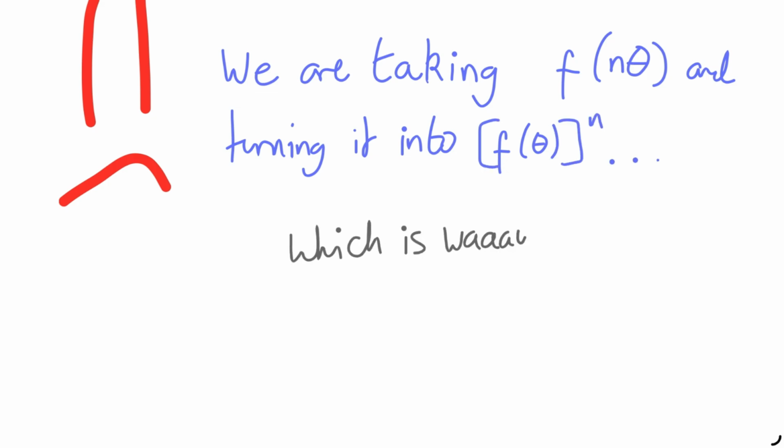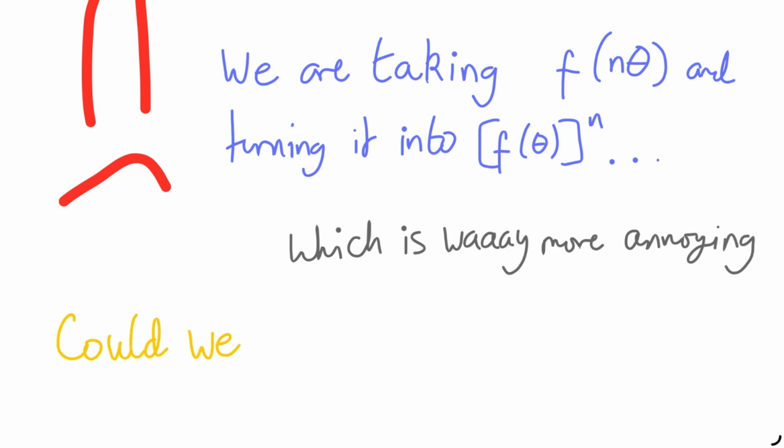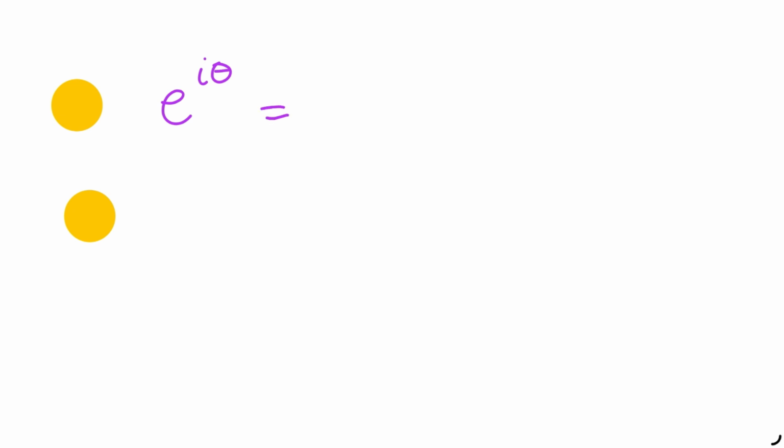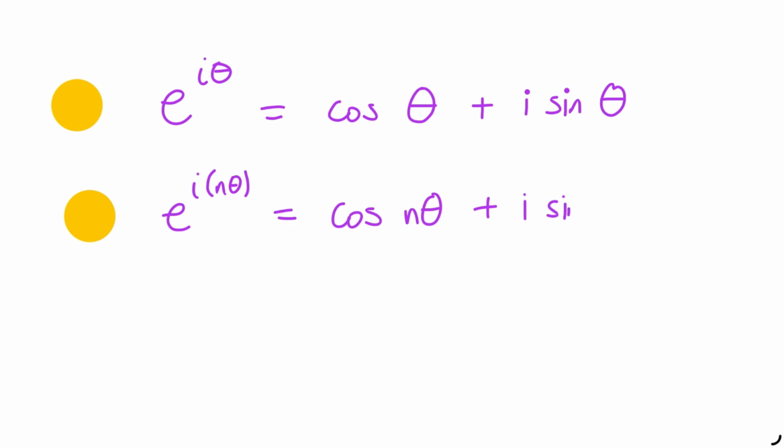So in a peculiar turn of events, what we'd rather have is the inverse of this, a way of turning powers of sine and cosine into these compound angle expressions. And to get there, we have to go back to Euler and redefine our fundamental trigonometric functions. So we know that e to the i theta is cosine theta plus i sine theta, and e to the i n theta equals cosine n theta plus i sine n theta.